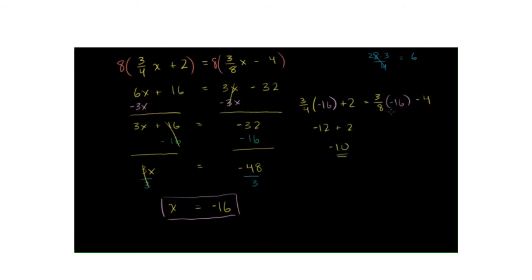Let's see what the right-hand side is. We have 3/8 times -16. If you divide -16 by 8, you get -2 times 3 is a -6. So it's a -6 minus 4. -6 minus 4 is -10. So when x is equal to negative 16, it does satisfy the original equation. Both sides of the equation become negative 10. And we are done.